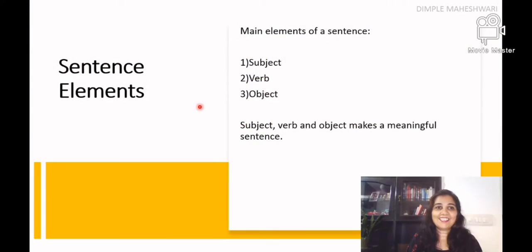So let us understand sentence elements. Main elements of the sentence are subject, verb and object. Subject, verb and object make a meaningful sentence. So if you want to form a simple sentence in English, you need to know what subject, verb and object is and how they are placed in a sentence.